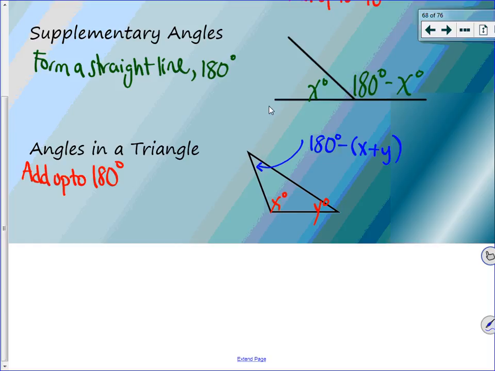So these are the three different angle situations we're going to deal with. So we have supplementary angles, they add up to a straight line, or 180 degrees. Angles in a triangle that add up to 180, and then angles in a right angle that are called complementary. Any questions on that?